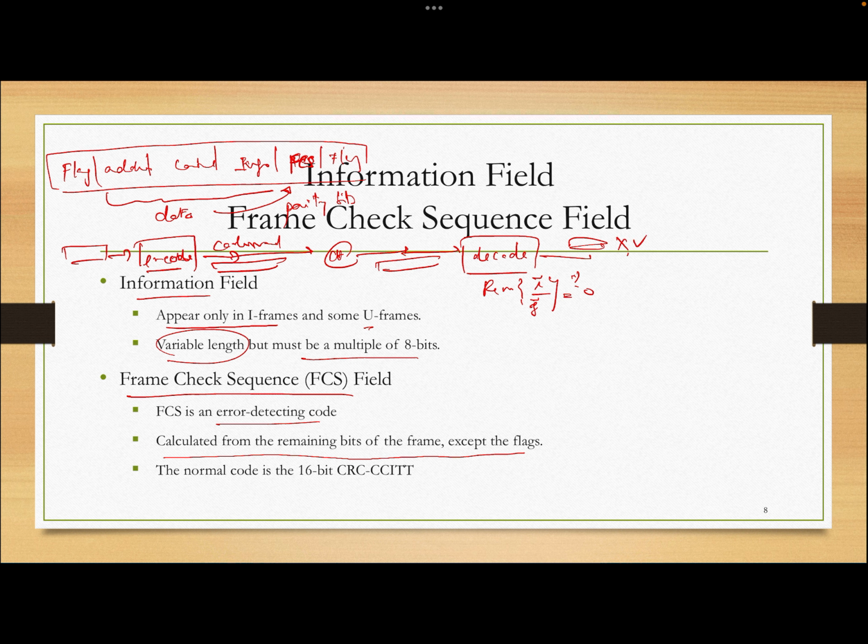Okay, and the normal code for the error detection here for HDLC is the 16-bit CRC-CCITT. This is the name of the code you can search, okay. What is G(x), okay. CRC is a cyclic code, which is basically the code that we are talking about, but this G(x) has 16-bit parity check, okay, which is more than what we are using.